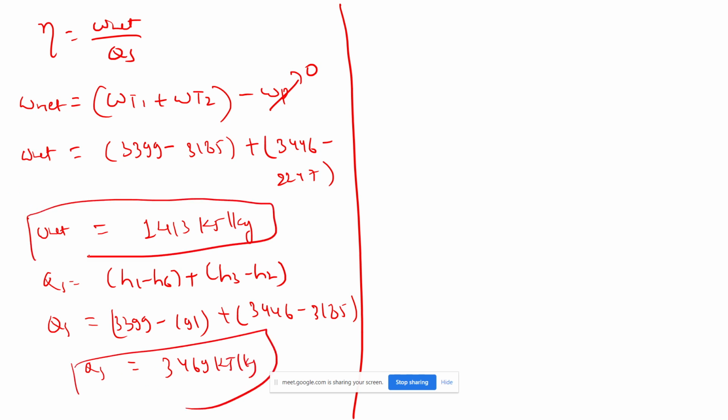Just put these values above here. What do you get? 1413 divided by 3469 is 0.407, or 40.7 percent. Okay. Next question we will do. If it is not mentioned, I will directly give you the data.